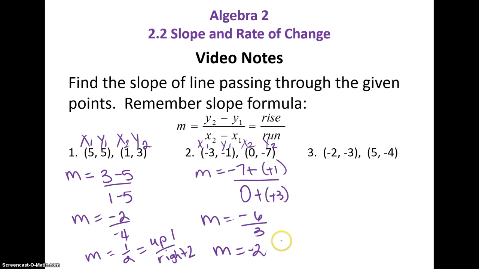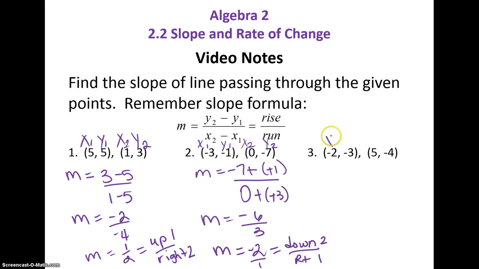A reminder that this means for every 2 we go down, we would go 1 to the right. Okay, because this is -2 over 1. Great, so one more time, let's do it again.